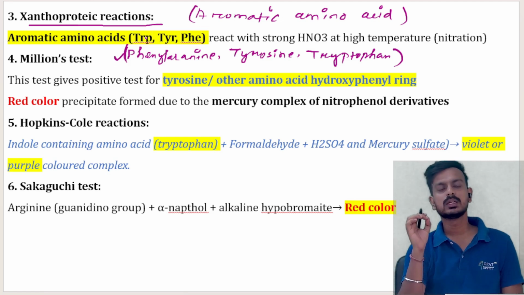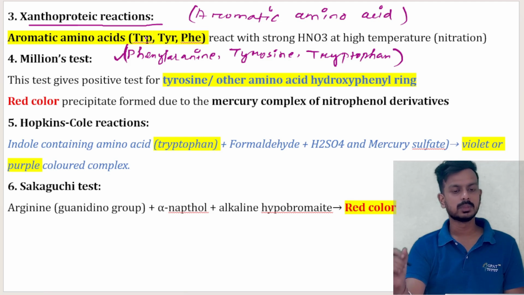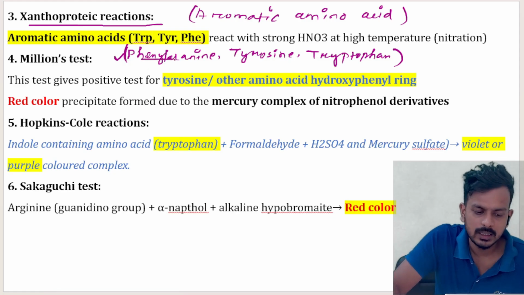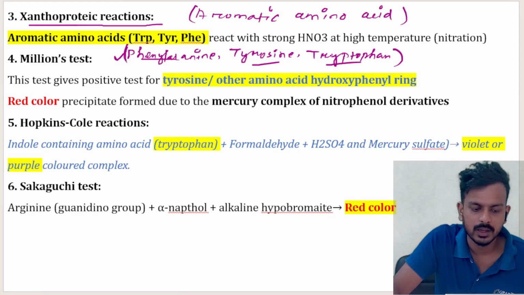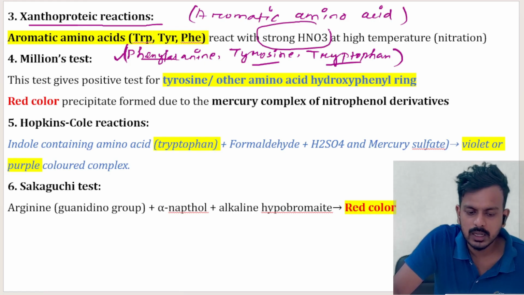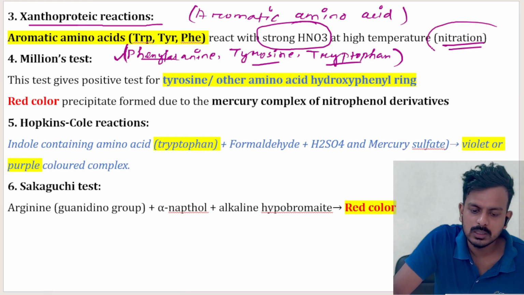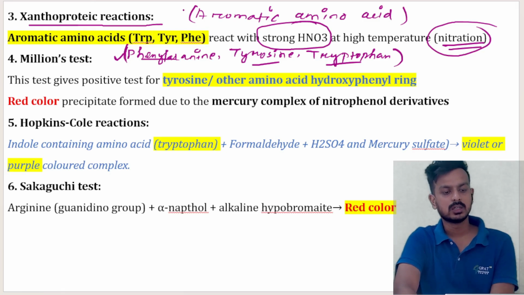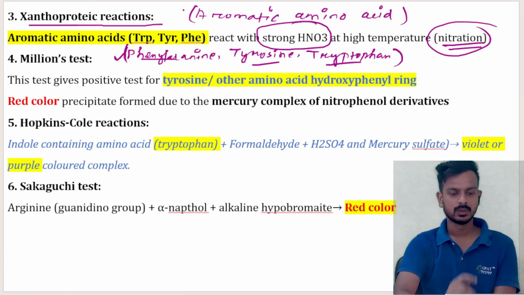And this xanthoproteic test is basically used for the detection of phenylalanine, tyrosine, and tryptophan. These aromatic amino acids react with strong HNO3, nitric acid, at high temperature. There will be a nitration reaction, resulting in color. This is basically the detection of aromatic amino acids.